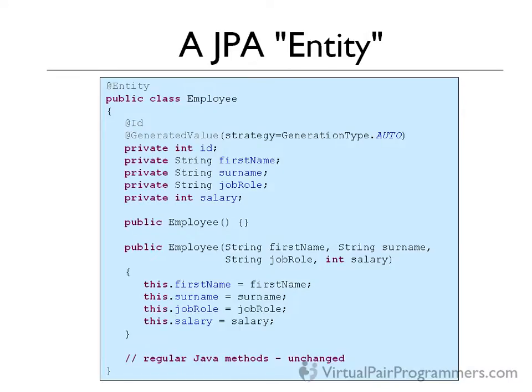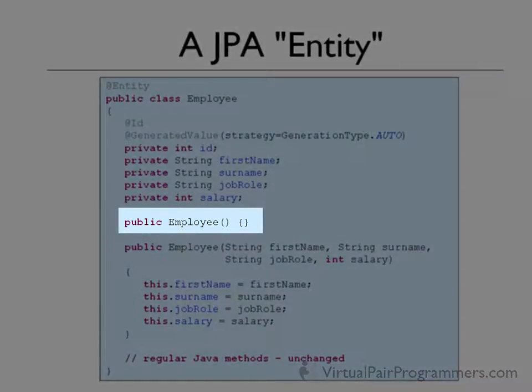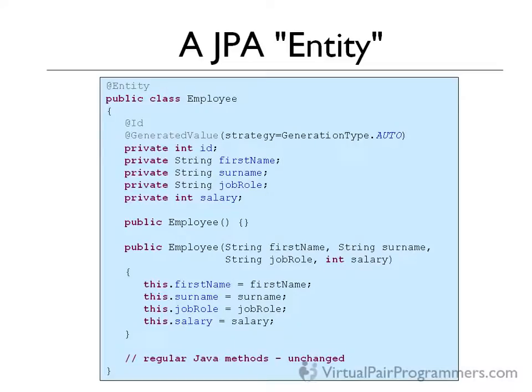Secondly, we need to make sure that there is a no argument constructor, as I'm highlighting here. This doesn't affect our existing constructor. We can still use that as before. This no argument constructor is for JPA to use. In fact, JPA will use this when it's bringing back data from the database and it's creating new instances.